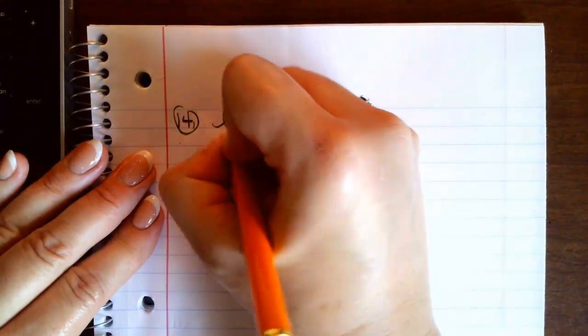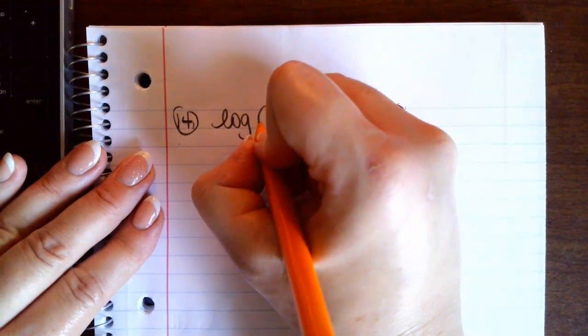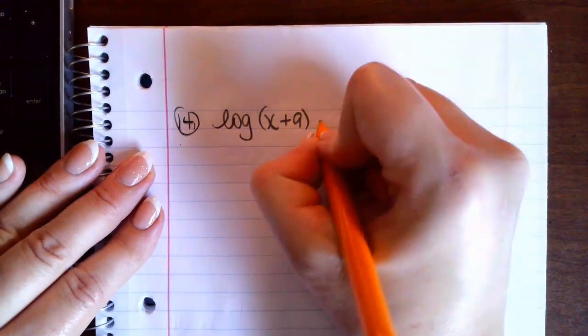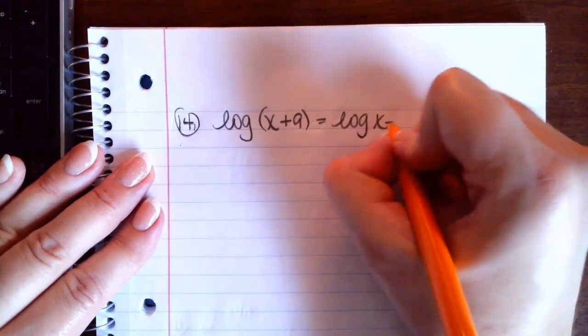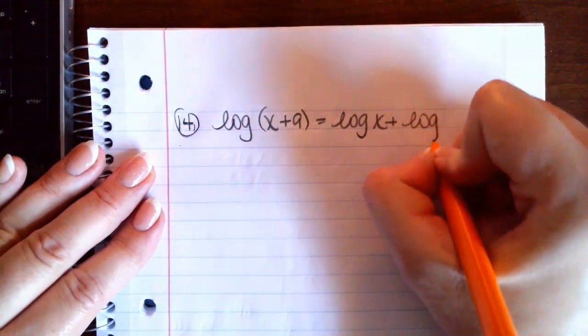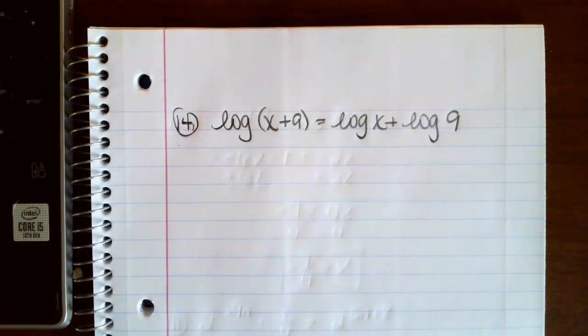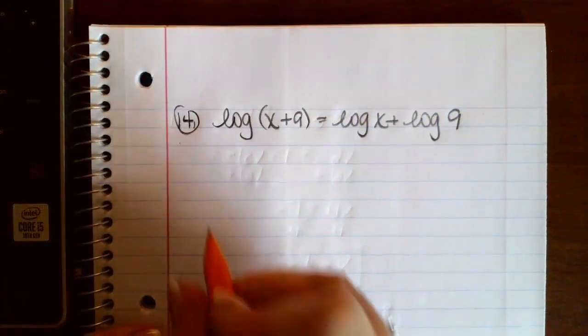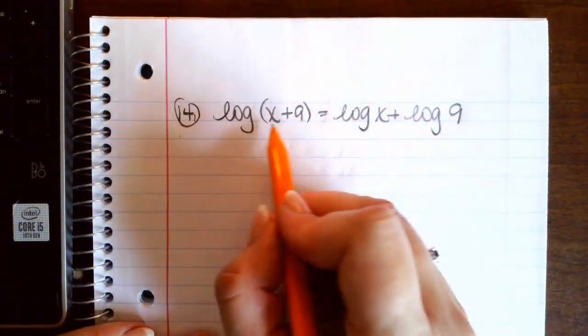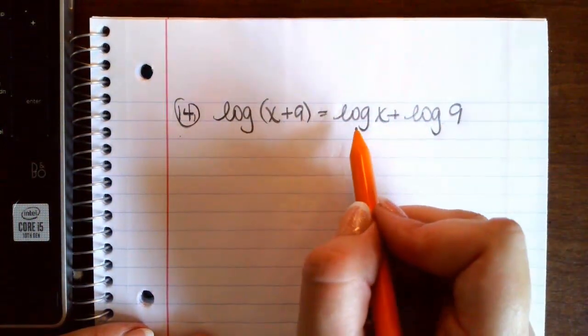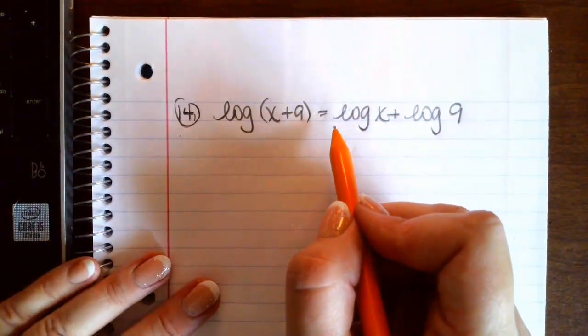So number 14. This time we're going to start in log world. Okay, so I've got the log, or the common log of x plus 9. This is in base 10. If your base isn't written and it says log, you're in base 10.